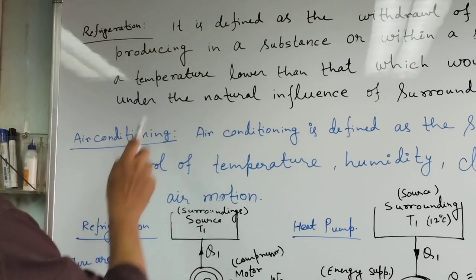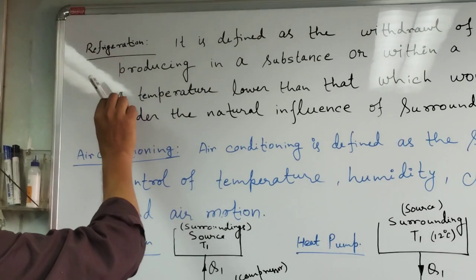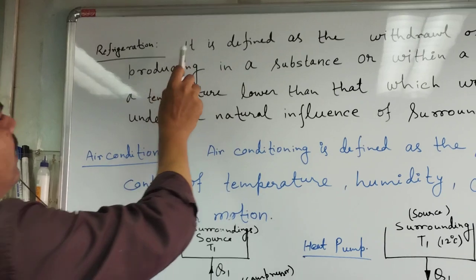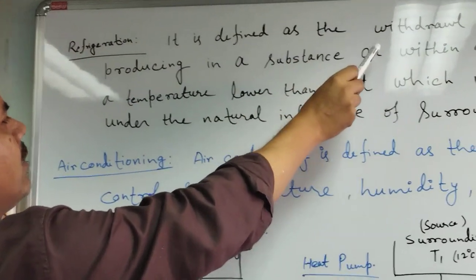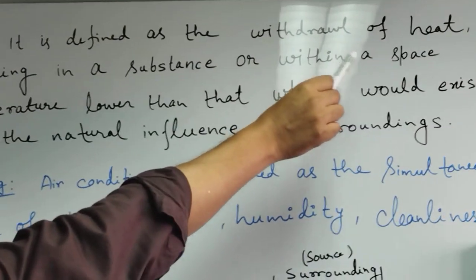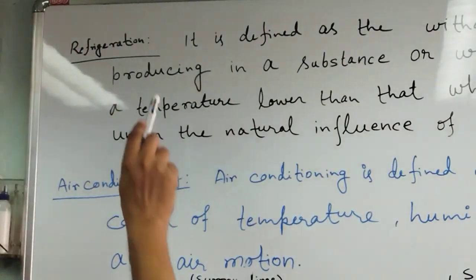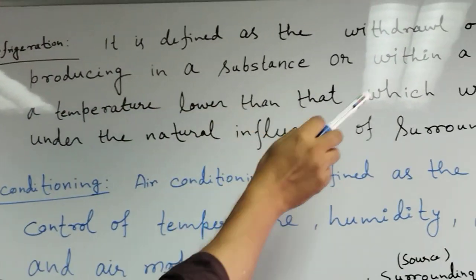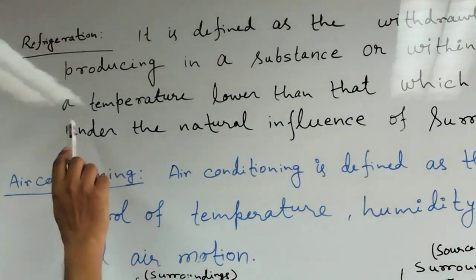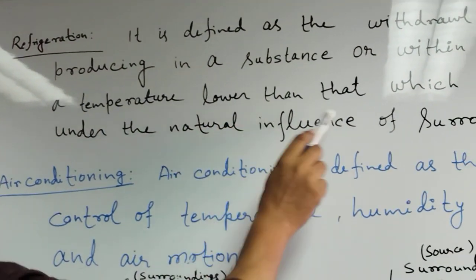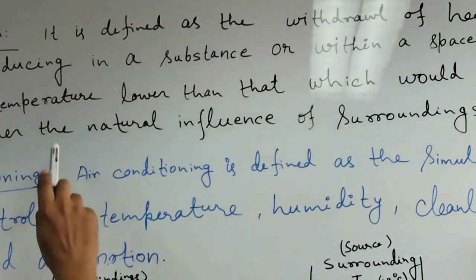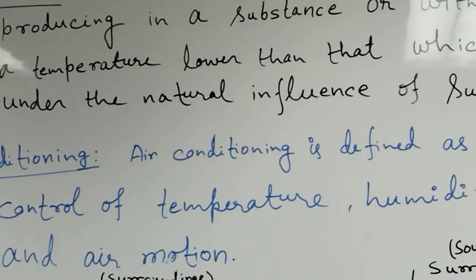The refrigeration and air conditioning. Now the definition of refrigeration: it is defined as the withdrawal of heat, producing in a substance or within a space a temperature lower than that which would exist under the natural influence of surroundings.